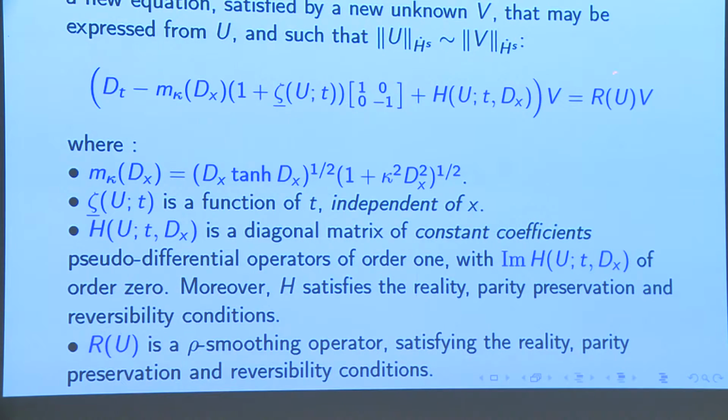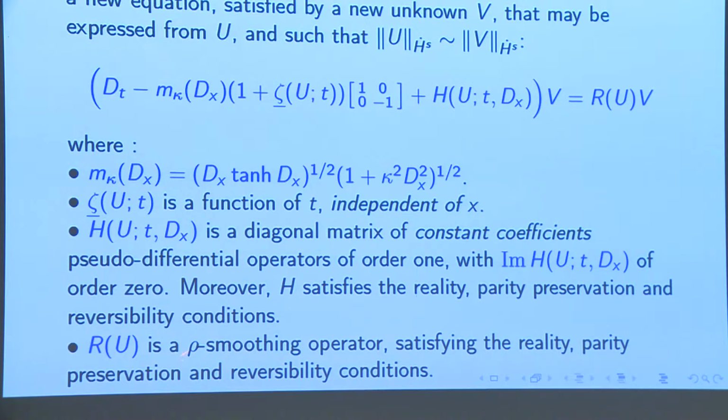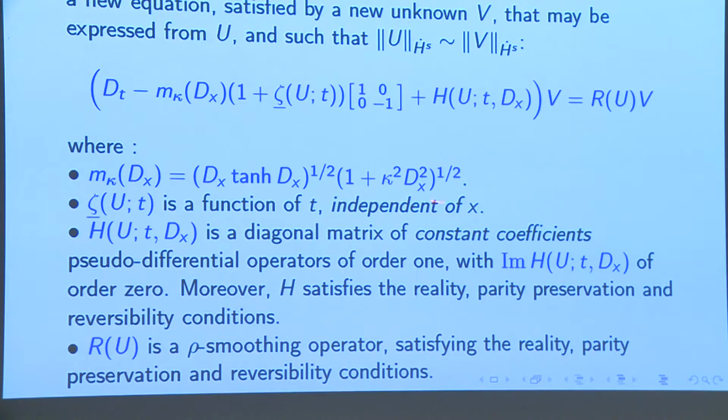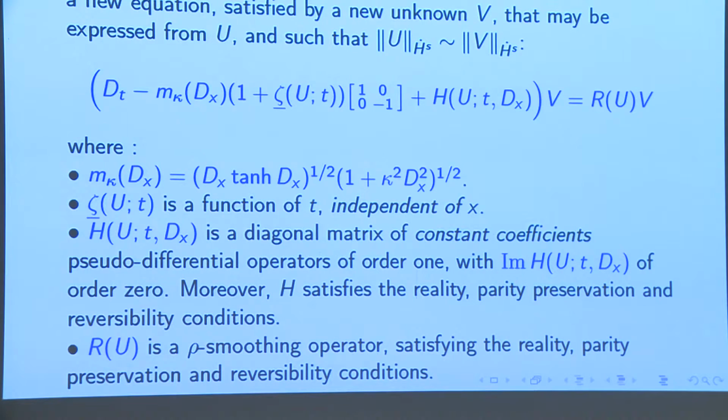And in the right-hand side of the equation, you have R of u acting on V, where R is again some smoothing operator that satisfies also these three properties. So in other words, we have reduced ourselves to a new equation where in the left-hand side you have just constant coefficient operators. And so it's very easy now to get energy estimates on that equation.